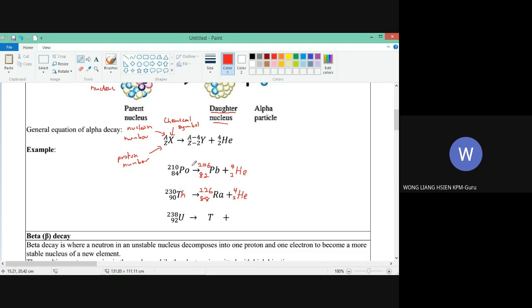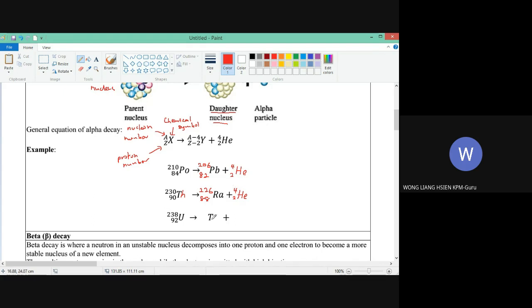Okay, so you see, same like in a chemical equation, the left side of the chemical equation is equal to the right side, so we balance up. Okay, but in this case we balance the components in the nucleus. Okay, the number of the protons, the number of the protons.